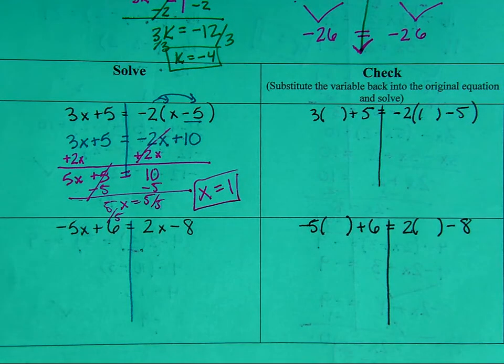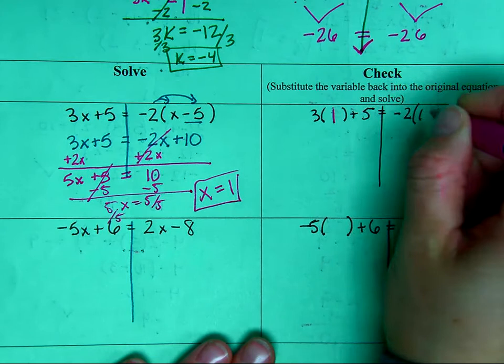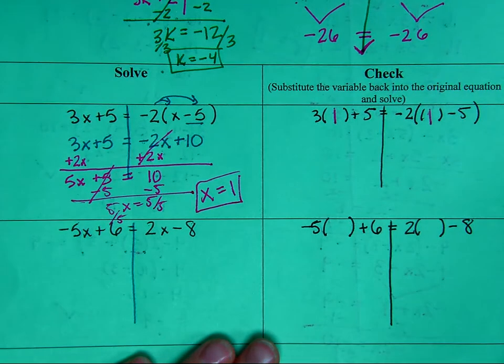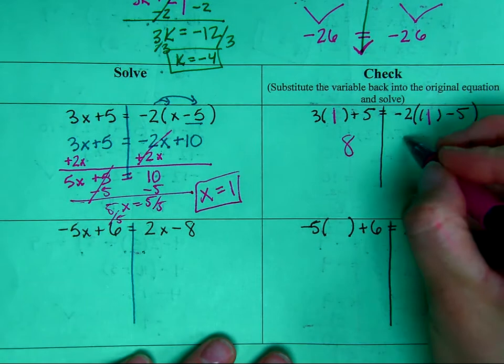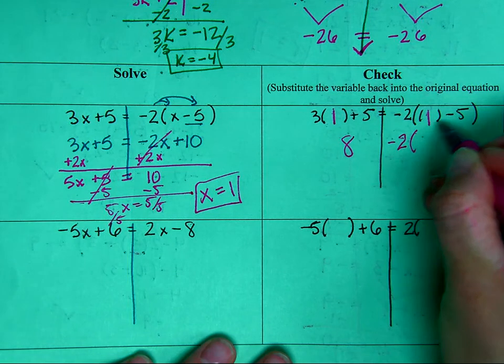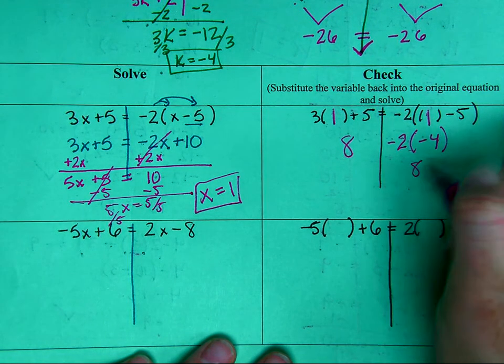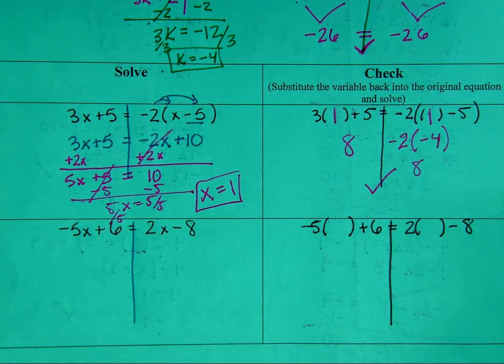Again, to check your answer, 1 goes in every place there's an x, and then we just follow the order of operations. So 3 plus 5 gives me 8. 1 minus 5 is negative 4, and then a negative times a negative gives me positive. So we've got the right answer there.